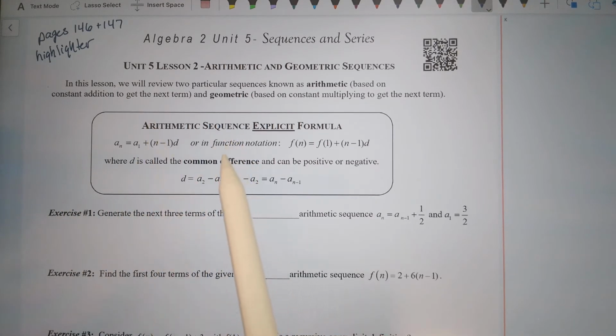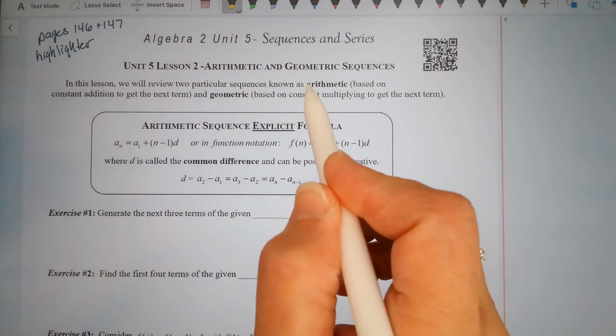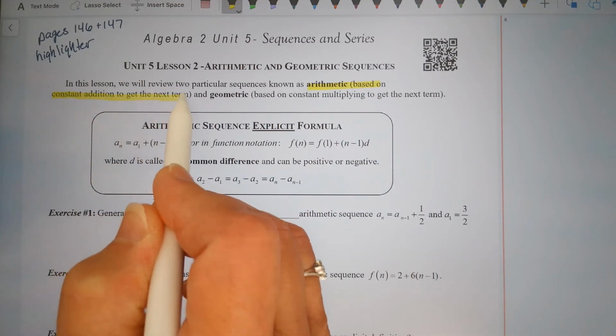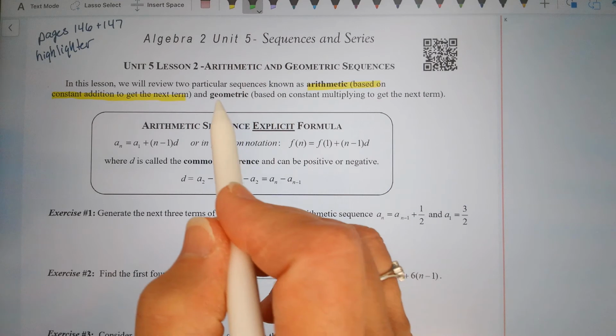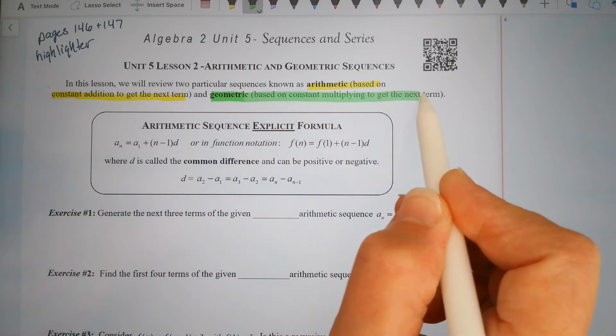We're going to review two particular sequences. The first, an arithmetic sequence, which is based on a constant addition to get the next term. And the second is geometric, which is based on a constant multiplier to get the next term.